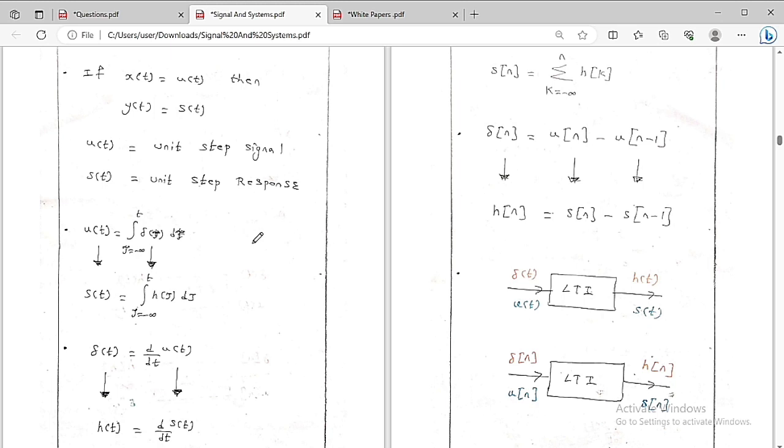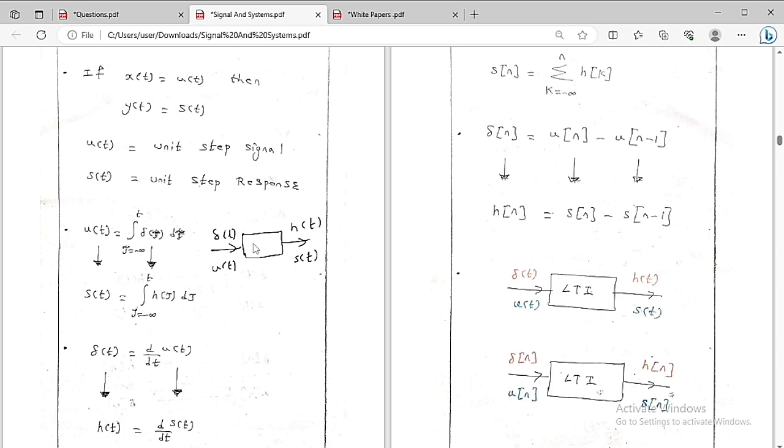So listen carefully. See, this is a system. For this system, if delta of t is the input, then what is the output? h of t. Suppose for the same system, if u of t is the input, then what is the output, which is s of t? So I want to give the relation between one and another. If you know one thing, how to get the other thing, that I am going to discuss.